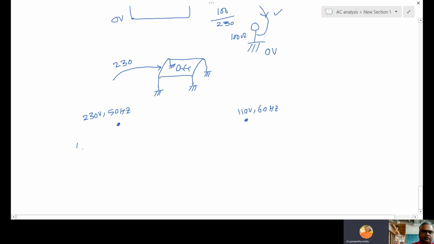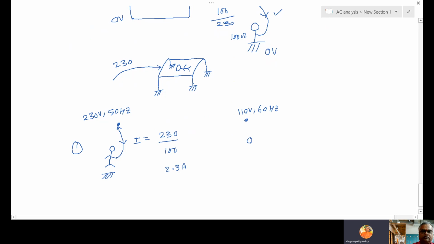One immediate difference you can notice when you are in India. When you touch this 230 volts while standing on the ground, then current will pass. How much current will flow through the human body? This current is nothing but I equals V by R, isn't it, 230 by body resistance of 100, so 2.3 amps current flowing.